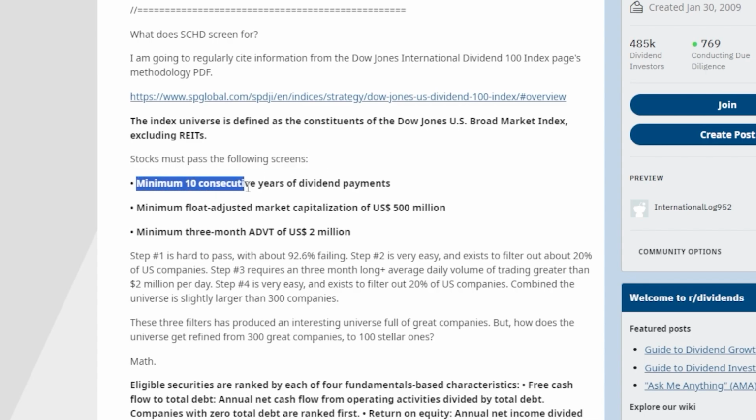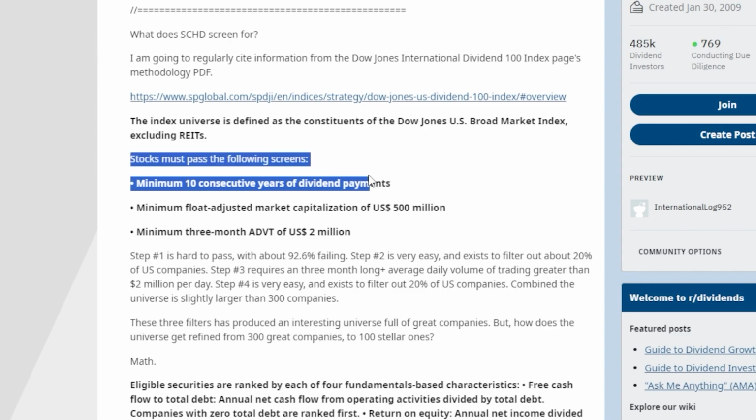It says a minimum of 10 consecutive years of dividend payments, which is very important, especially for any dividend investor out there. When you are qualifying whether you want to buy a dividend stock or ETF, you of course should not only look at things like dividend yield, dividend payments for consecutive years, or even price performance. In my opinion, you should use all those things to paint a picture of whether or not it's going to be a potentially good investment. But within the index that SCHD tracks, that is one of the main screenings.